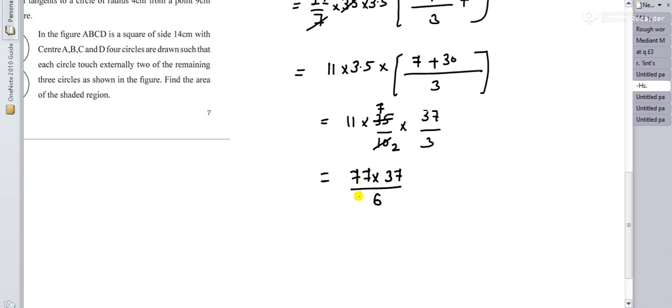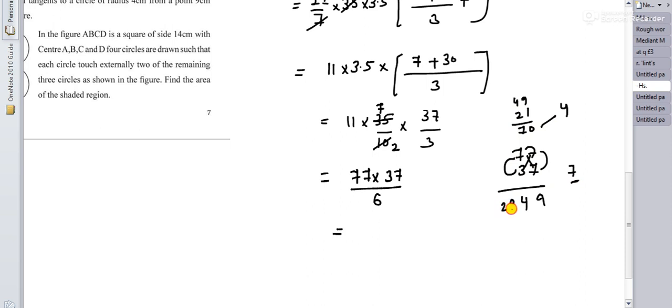Now you have to do this. You can multiply this and divide by 6. Okay, so 77 into 37 you have to do. How much will you get? 7 7s are 49, 4 is carry, 7 7s are 49 plus 7 3s are 21. 4 carry, 7 3s are 21 plus 7 is 28. Okay, so this is 2849 by 6, means you have to divide by 6.